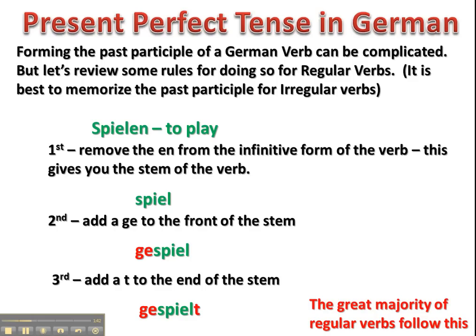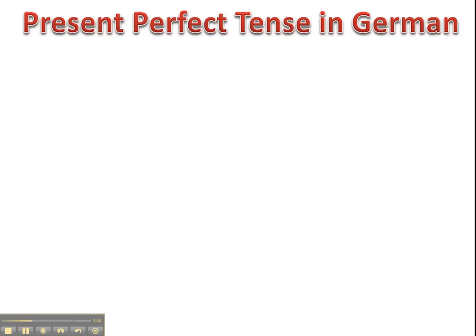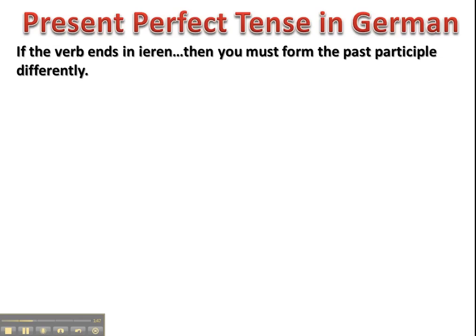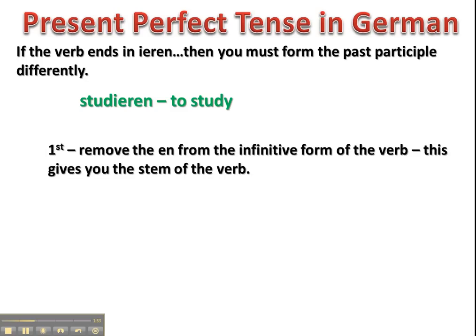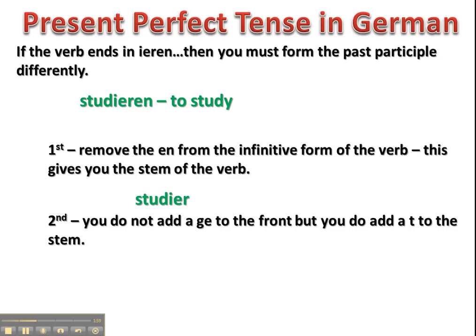Most regular verbs follow this. If the verb ends in ieren, however, then you must form it differently. For example, studieren, to study. Again, you remove the en from the infinitive form of the verb to get the stem. You do not add a ge to the front, but you will add a t to the end to get studiert. So, ich habe Deutsch studiert. I have studied German.